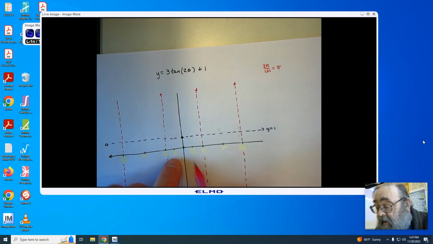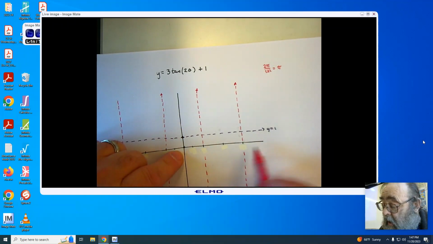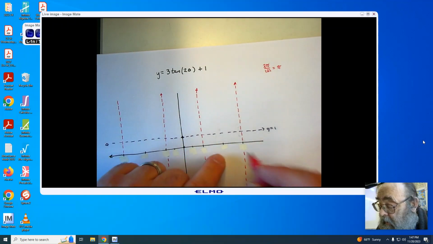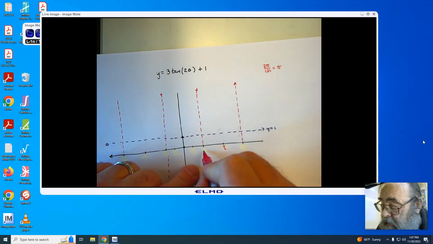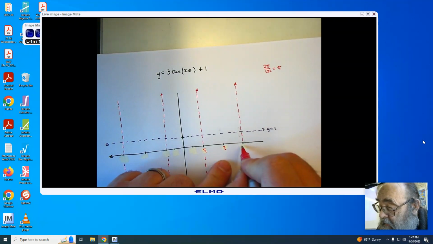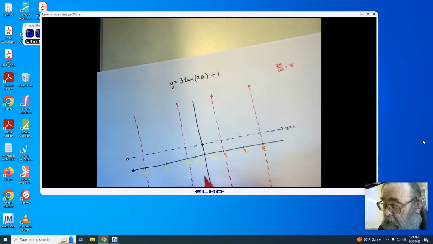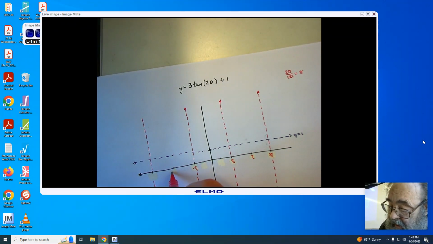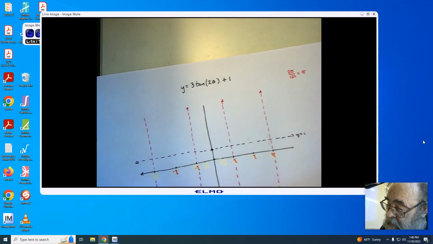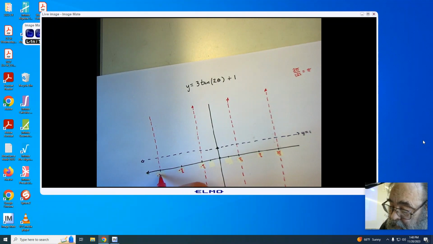So instead of this going off to 2 pi, I'm looking at pi over 2 here. This is going to then be pi over 4. This will then be 3 pi over 4. This will then be negative pi over 4, negative pi over 2, negative 3 pi over 4.